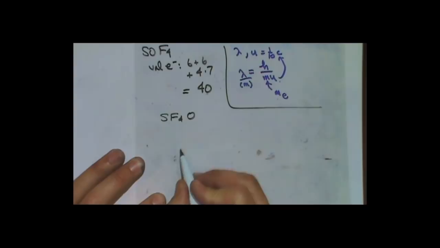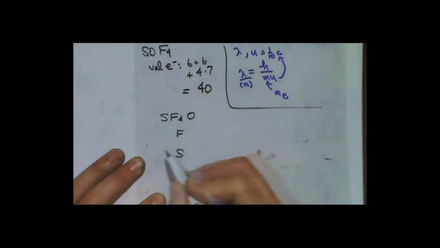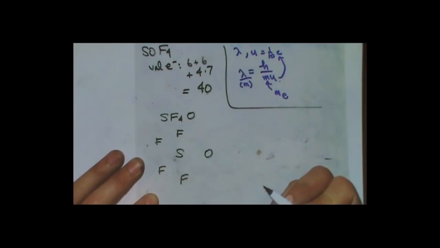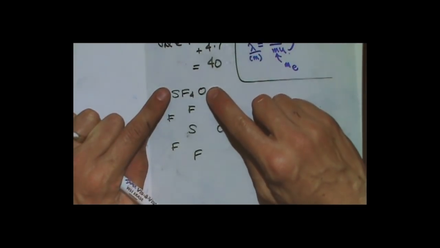The sulfur should be the central atom, and then the oxygen's next. So sulfur surrounded by fluorines, and then an oxygen. This is the most likely structure. That's why on the final I'd probably write it like this, like a typical question.